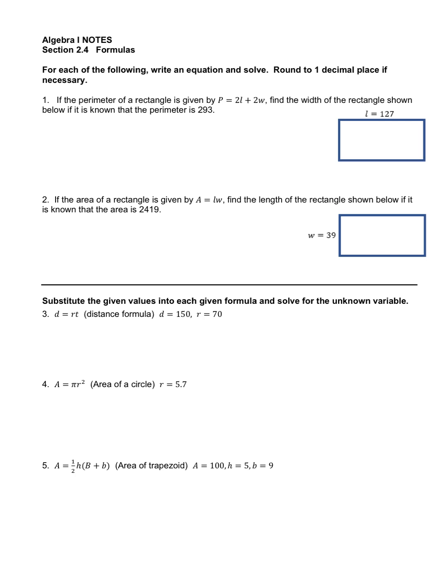Today we will be doing section 2.4, perimeter formulas. The perimeter of a rectangle is given by P equals 2L plus 2W, meaning two lengths plus two widths. For each of the following, write an equation and solve. Round to one decimal if necessary. Find the width of the rectangle shown below if it is known that the perimeter is 293. So let's go ahead and look at number one.